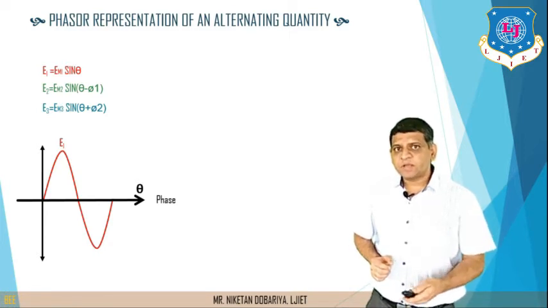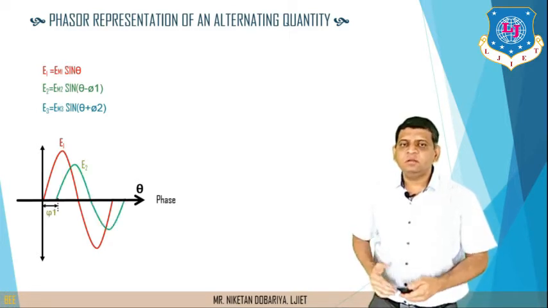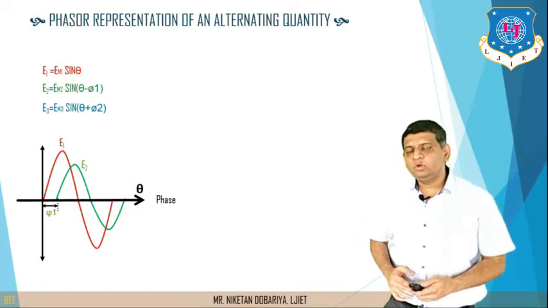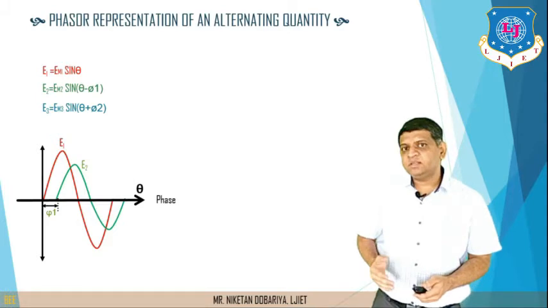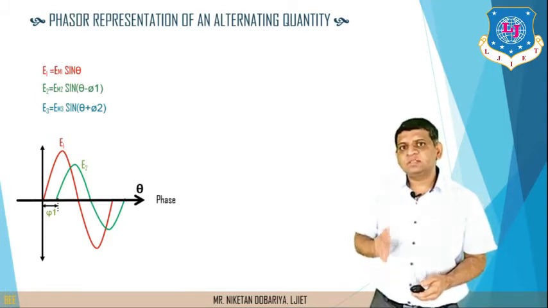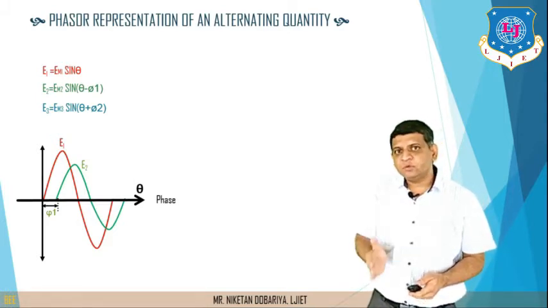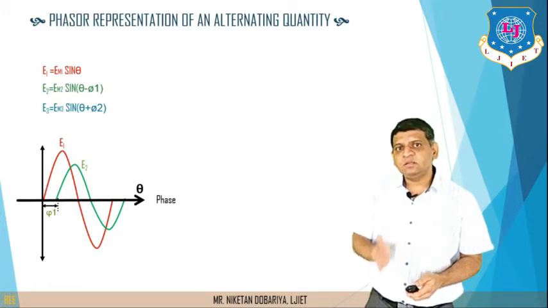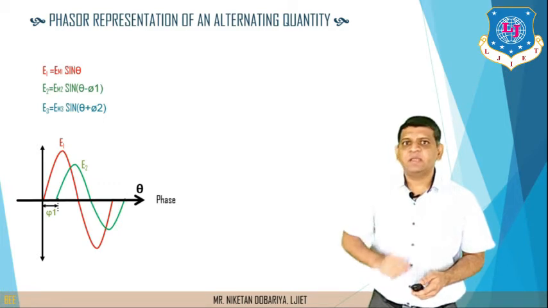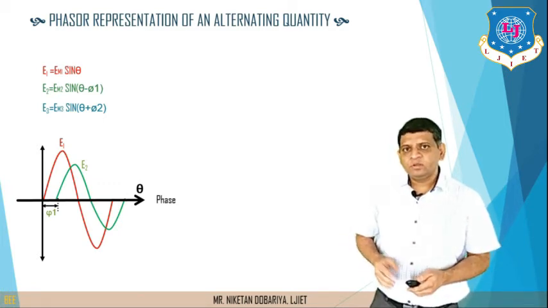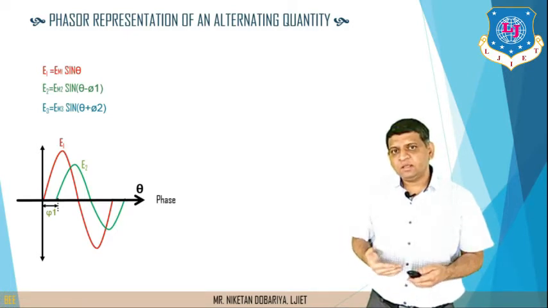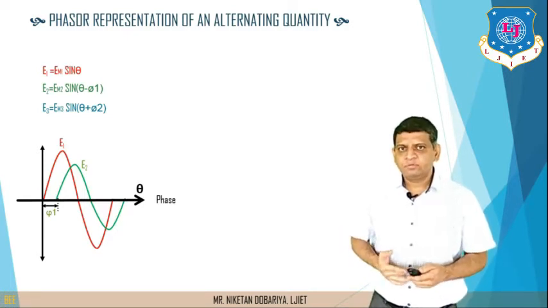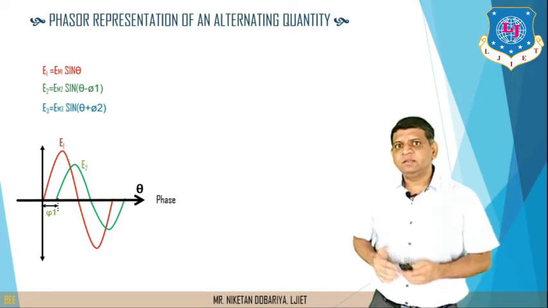With this respect, if I plot another signal E2, equal to Em2 sine (theta minus phi 1), minus phi 1 means this particular AC signal E2 does not start at angle 0, but starts later at angle phi 1. So I can consider this signal is lagging from the signal E1.